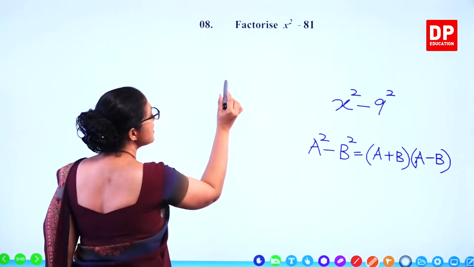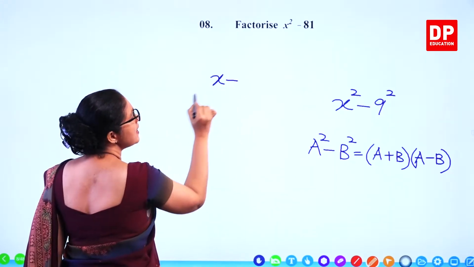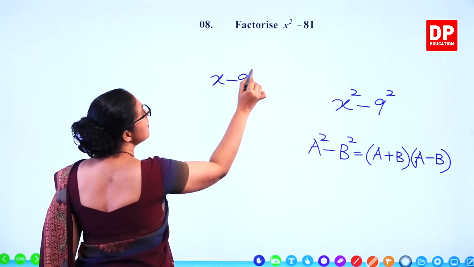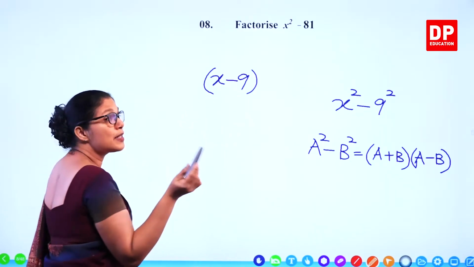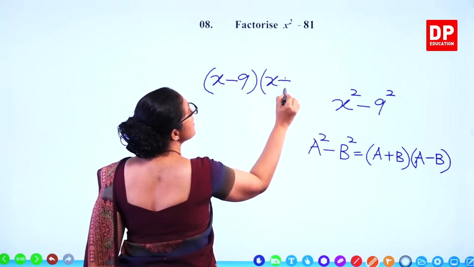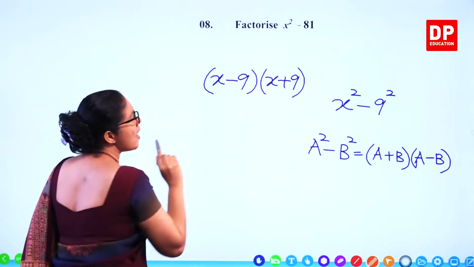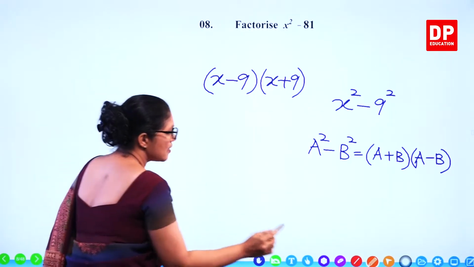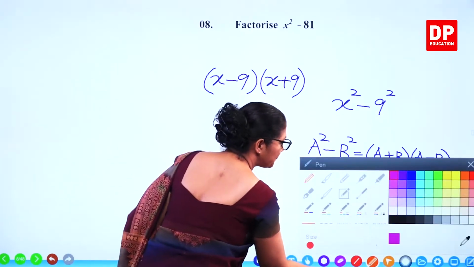So what are the factors? X minus 9 is one factor. You can write the plus 1 first or negative 1 first. X plus 9. So those are the 2 factors. So you get 2 marks for that.